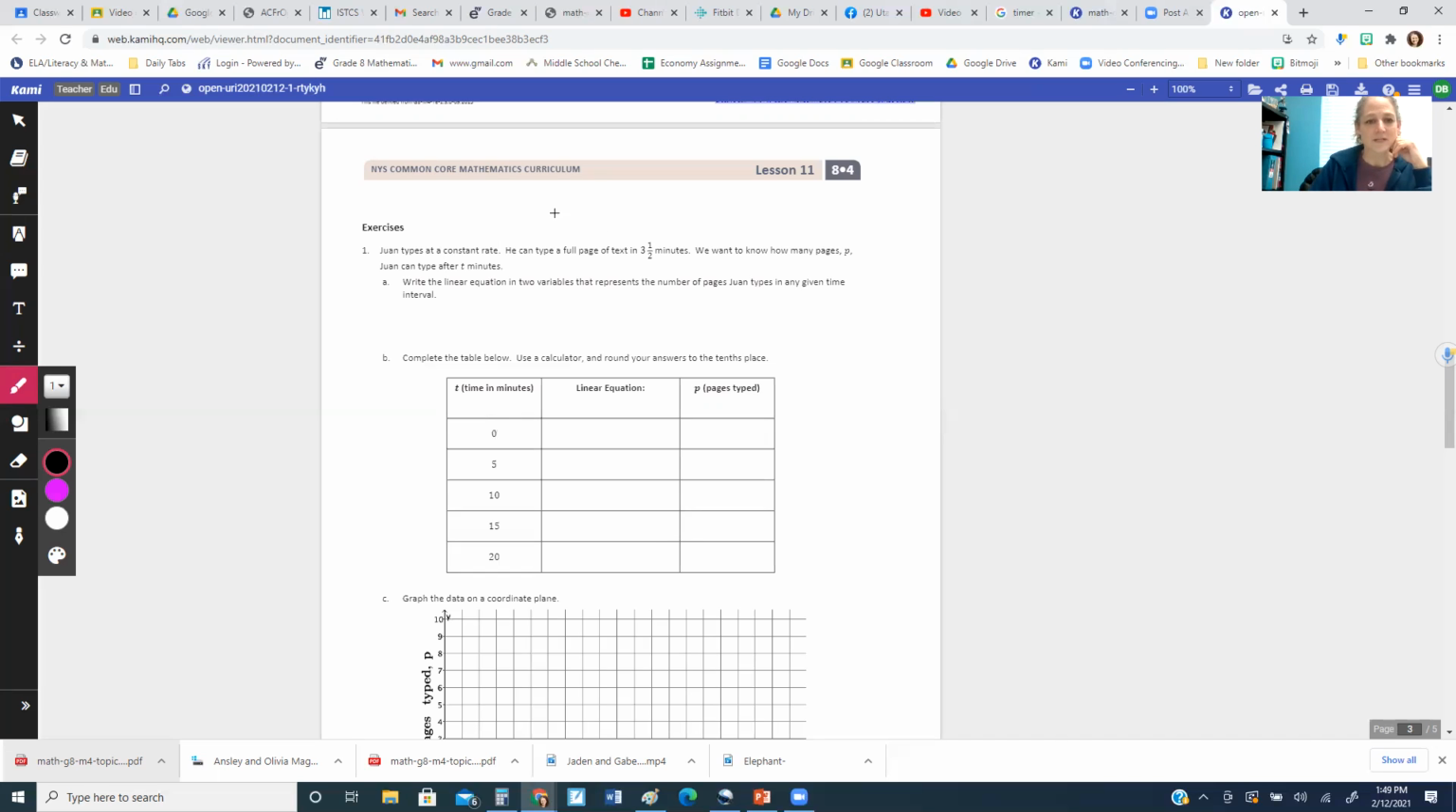So Juan types at a constant rate. He can type a full page of text in 3 minutes. So how many pages of text in 3.5 minutes?